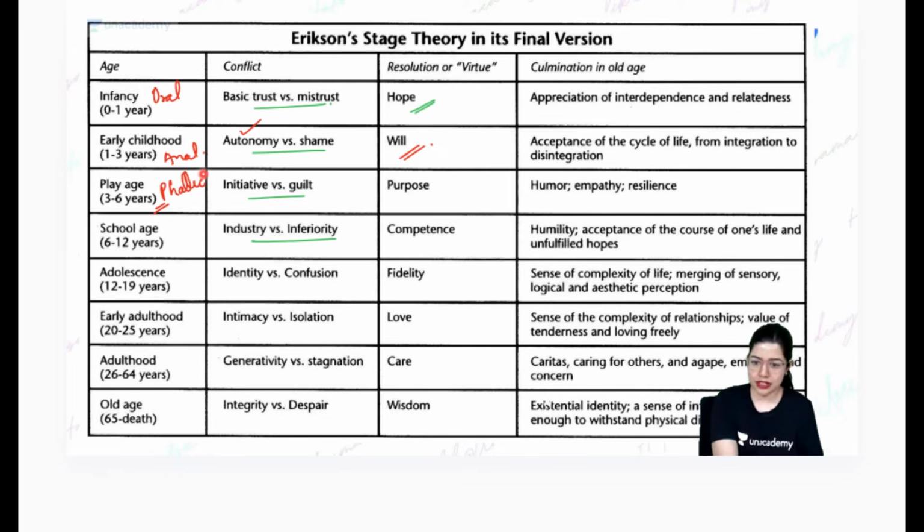So here we are trying to make friends, especially with the opposite gender or with the same gender. Okay. Who do you think will initiate conversation? A person who has developed autonomy and willpower in the previous stage, a person who has developed hope and trust in the previous stage, or a child who has not developed any of these?